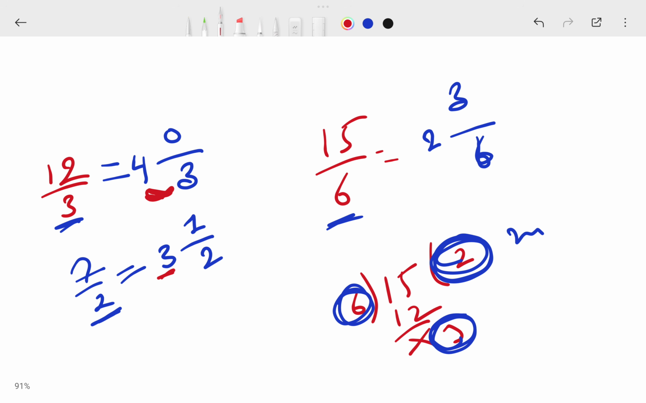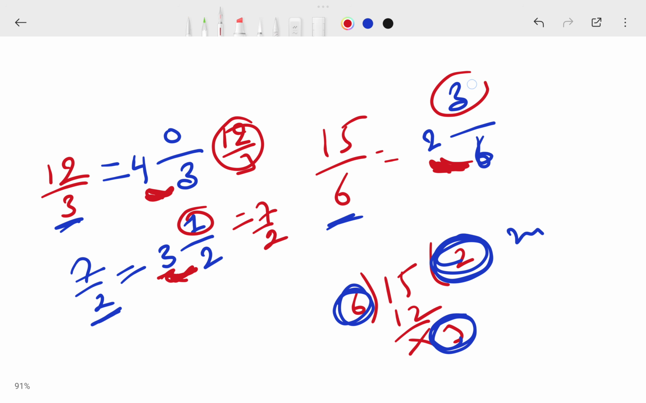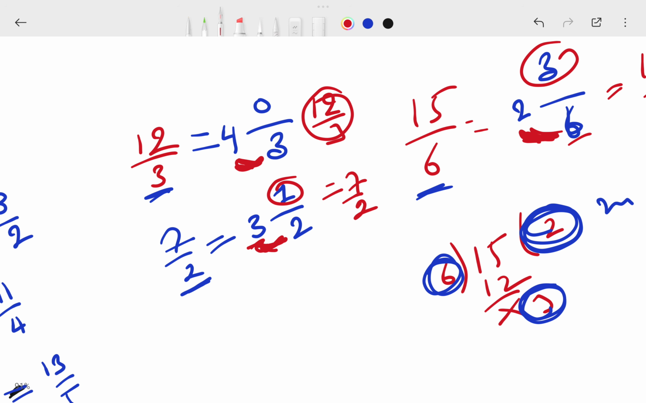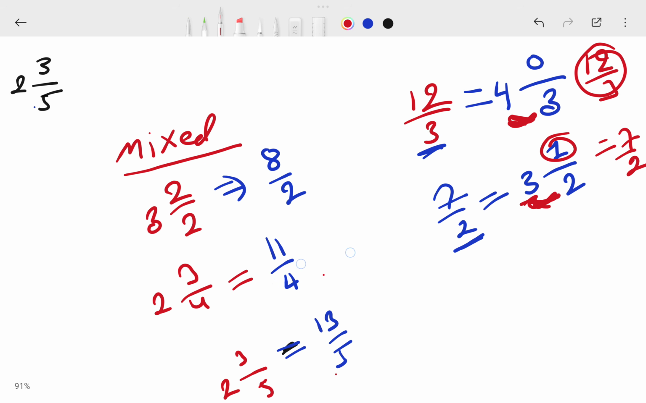3 into 4 is 12, 12 plus 0, that is going to be 12 by 3. Okay, now here you can check: 2 3s are 6, 6 plus 1 is 7, so it is going to be 7 by 2. Like that, here you can check: 6 into 2 is 12, 12 plus 3, that is going to be 15. What is the answer? 6, right, there 6. So it is over. Like that you can do that one.